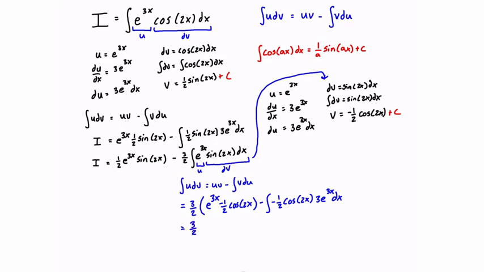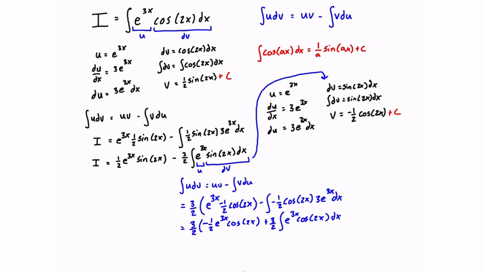So this is 3/2 times negative 1/2 e to the 3x cos of 2x. Then it will be plus, we can pull out this 3 and this half, and that negative turns the negative into a positive. So it's going to be plus 3/2 times the remaining integral, which is e to the 3x times cos of 2x dx.